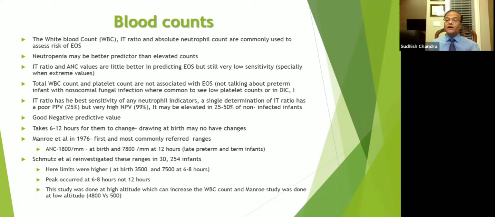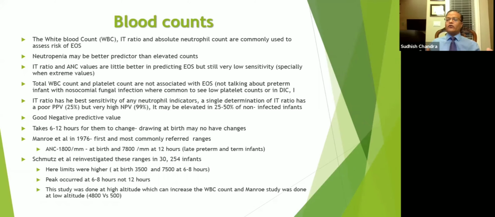The other thing of note was that the later study which increased the range was done at high altitude. And high altitude has been shown to increase your WBC count. So we do not know if that increase in their reference values was just because it was high altitude, because the Monroe study was done at 500 above sea level, and that one was done at 4,800. So I don't know how significant that is.